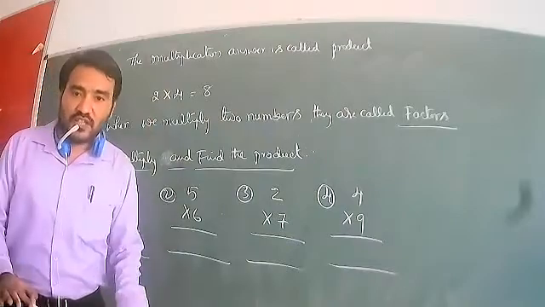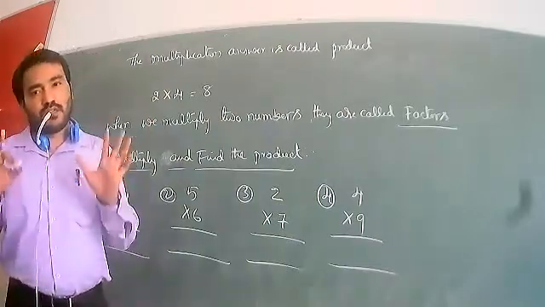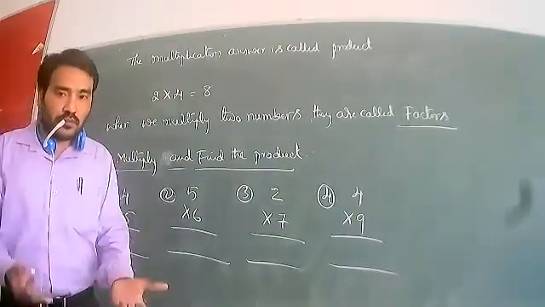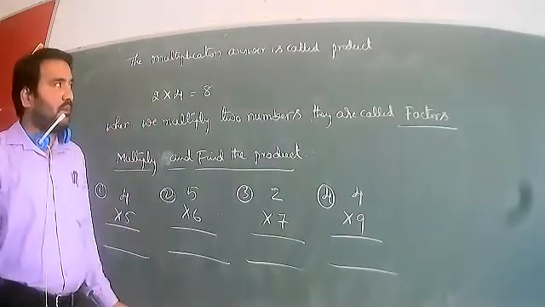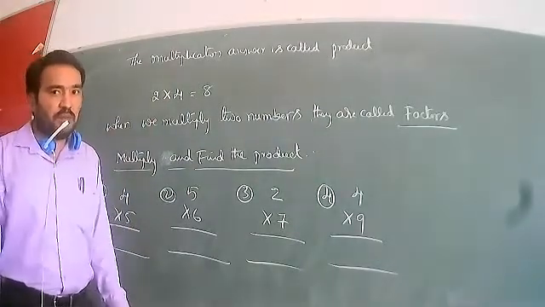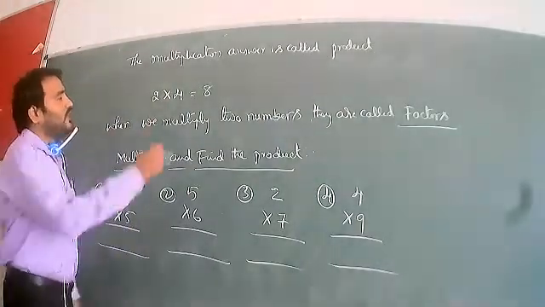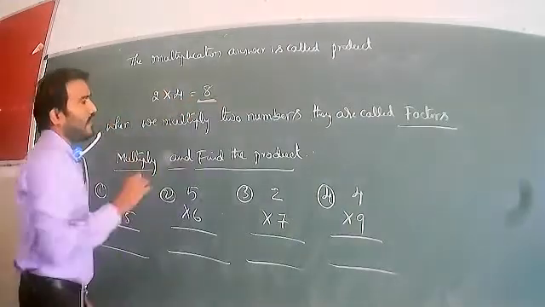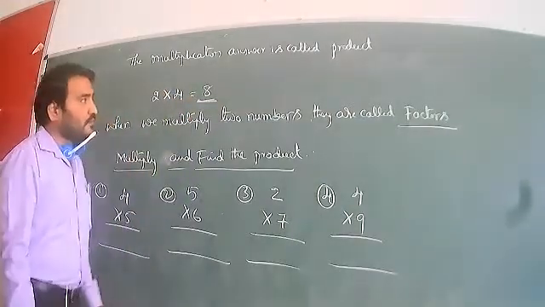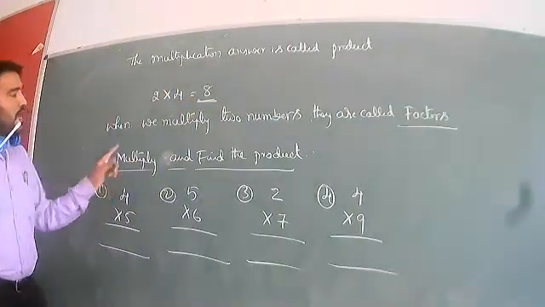The answer of addition is called the sum. The answer of subtraction is called the difference. Keep in mind, these are very important points. So that answer, 8, is called the product. Now multiply and find the product.